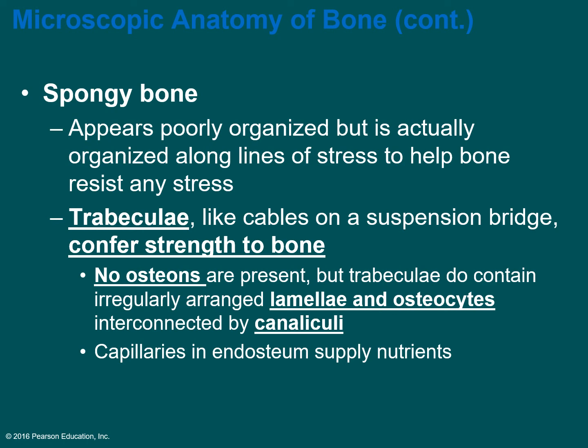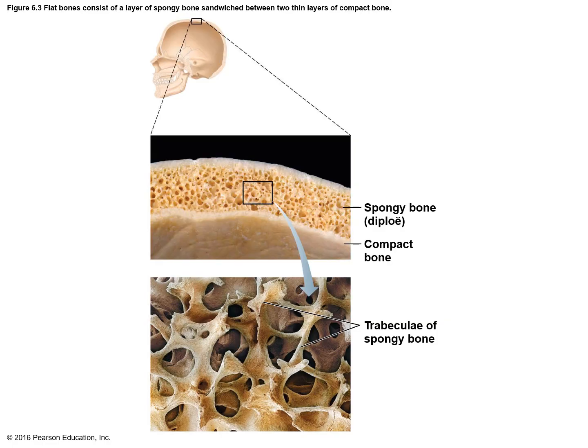That spongy bone, remember, looks like it's just kind of randomly thrown in there, but it is very carefully organized to help the bone resist any type of stress. I said there are no osteons present, but the trabeculae do contain osteocytes in them. So there are some similarities. You do have a lot of capillaries that are supplying the nutrients. So once again, if you want to refer to the scaffolding, the trabeculae, it is not randomly organized. You tend to find them along stress points, stress lines.